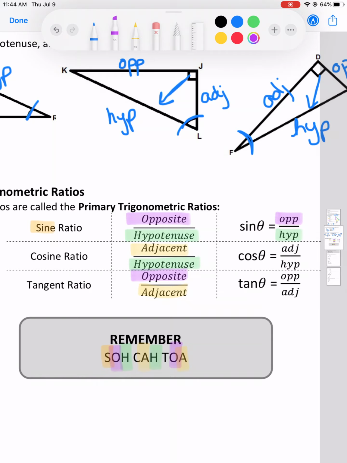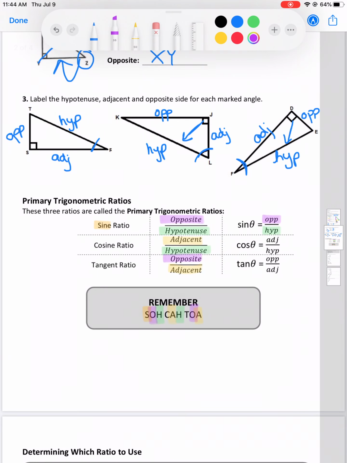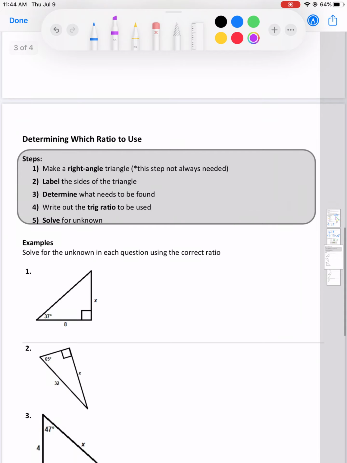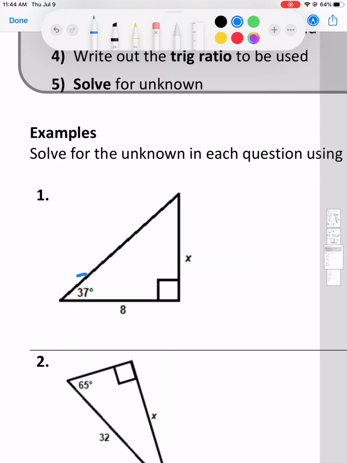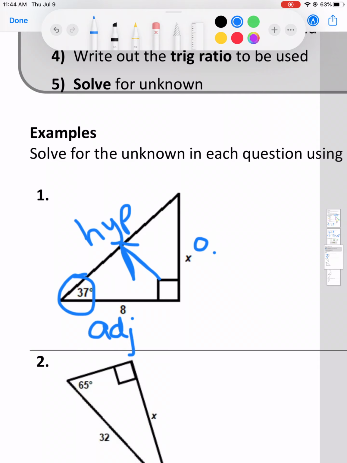So when it comes to figuring out which one we use, we got to go through a few steps. So it says solve for the unknown in each question using the correct ratio. So make a right angle triangle. So this step's not always needed. This one's already done. So I'm just going to mark it off. Label the sides of the triangle. Okay, so let's do that first. So here's our angle of interest. The hypotenuse is always the side across from the right angle. Here's my adjacent, and here's my opposite.